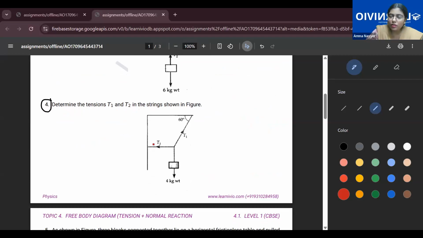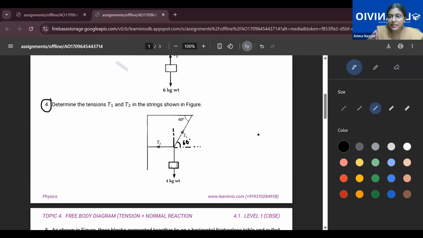Coming to the fourth one, see, you just have to resolve it. This is, I think, a question from your NCERT. Resolution of vectors will be needed here. This is your block and you have to calculate these tensions and only one of the angles is given. This is where you have to resolve the vectors. If this is 60 degree, this will be 60 degree, because they are alternate angles.